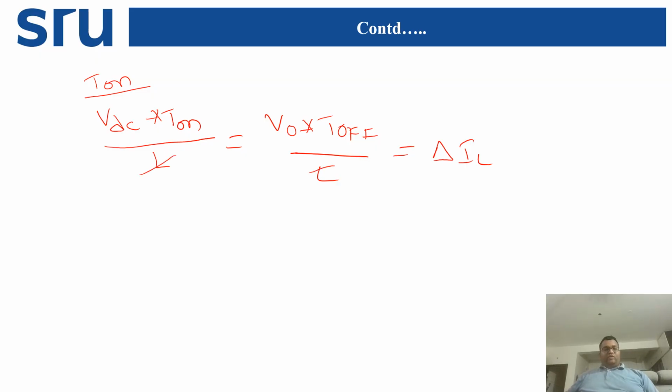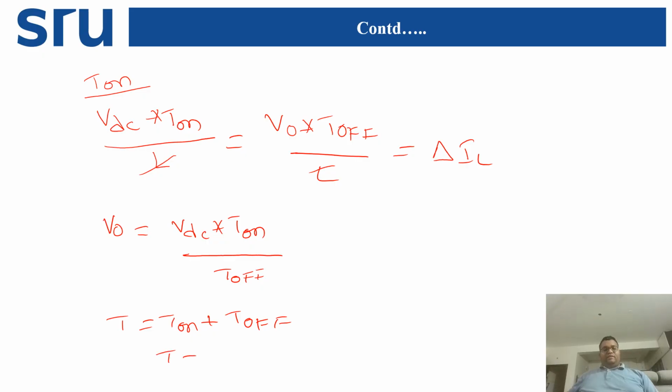We need to derive the output voltage. That is V naught is equal to, what is V naught? VDC into T on is divided by T off. As we know that total time duration T is equal to T on plus T off. Here T off is nothing but T minus T on.